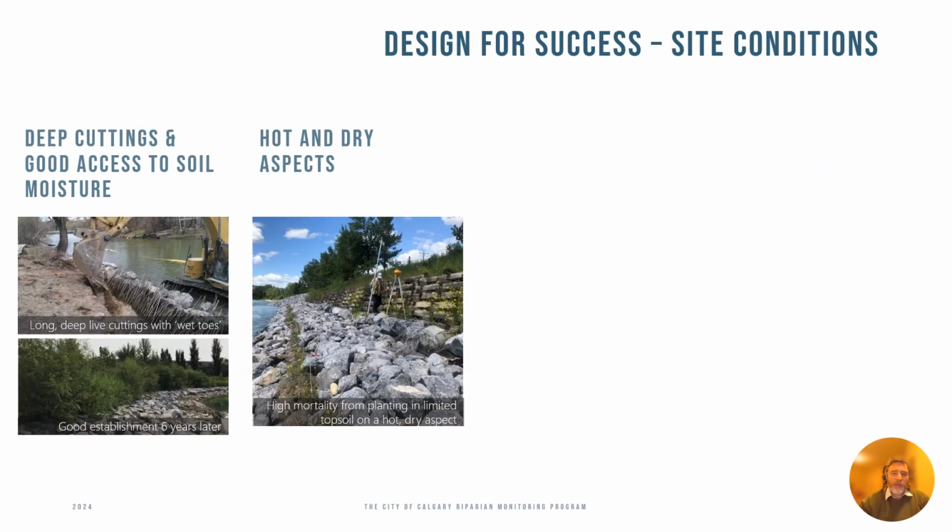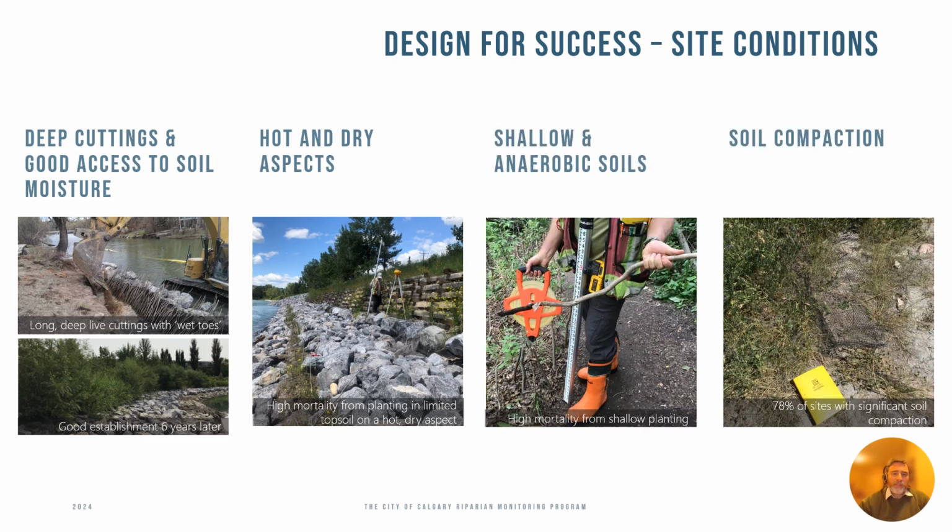Key findings from the repair and monitoring program to support successful vegetation design include deep planting. For dry climates, live cuttings should be buried deeply to access soil moisture, especially on hot, dry aspects. This ensures wet toes for the cuttings. With respect to soils, we want to avoid anaerobic or compacted soils as they can cause high mortality. Over 3/4 of the repair and monitoring program sites had significant soil compaction, which impacts plant growth. With respect to installation depth, follow best practices for planting depth, as shallow planting led to high mortality at several sites.